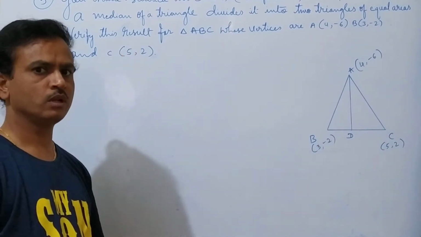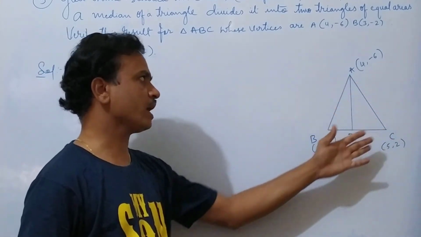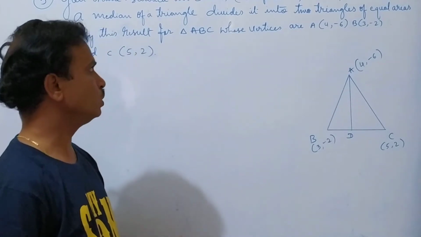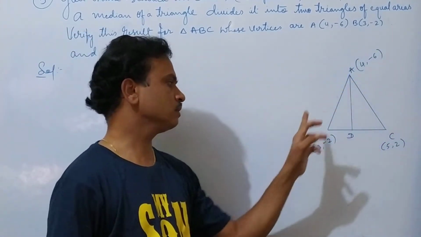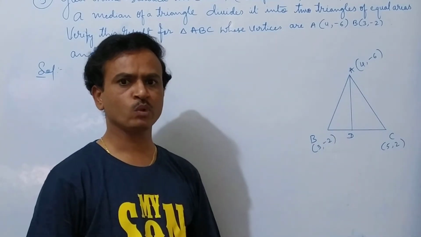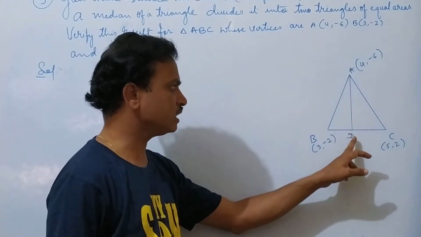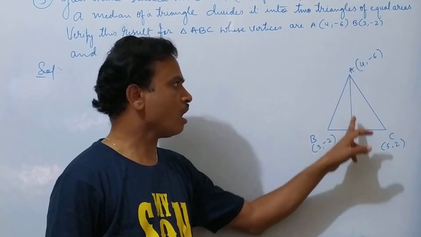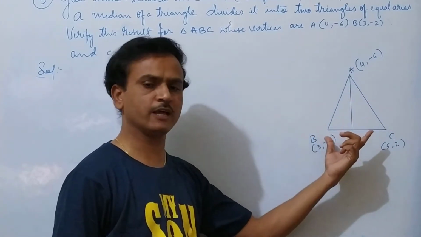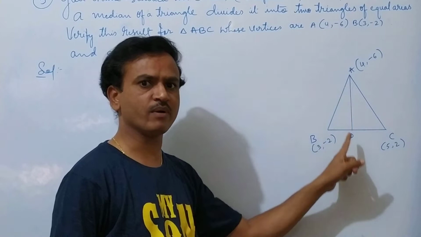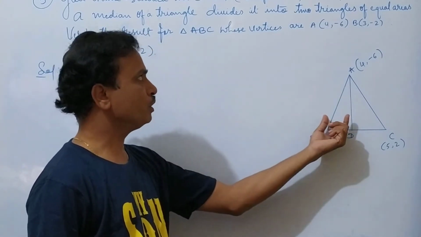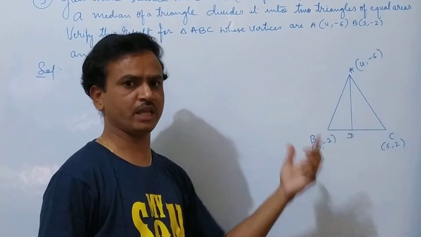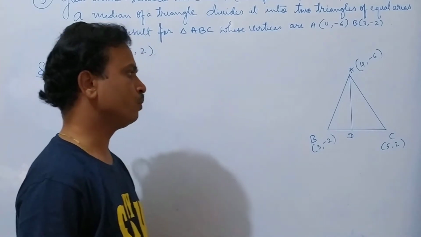Now here are given the vertices of a triangle. In this triangle, A, B, C are the vertices. So here point A (4, -6), then point B, point C. Now here AD is said to be a median. Line AD is said to be a median. A median divides this triangle into two equal areas. Okay.